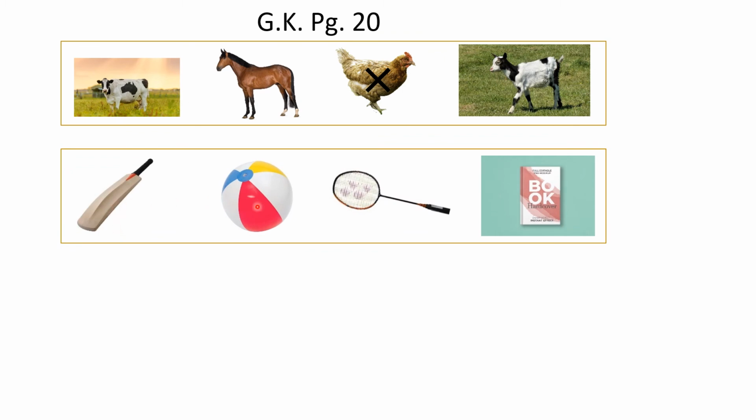Bat, ball, badminton racket, and book. Which is the odd one out? Book. All these are things that you play with. But a book is something you read, and that is why the book is the odd one out.